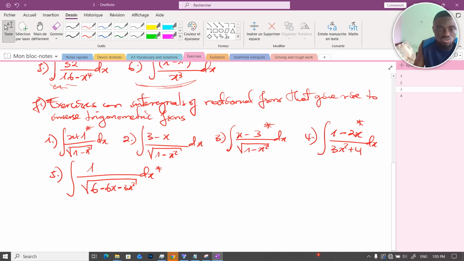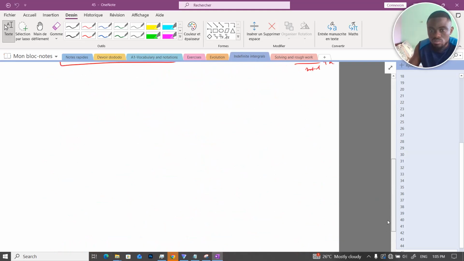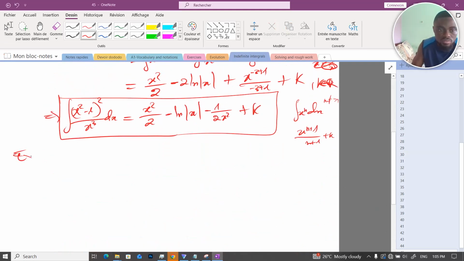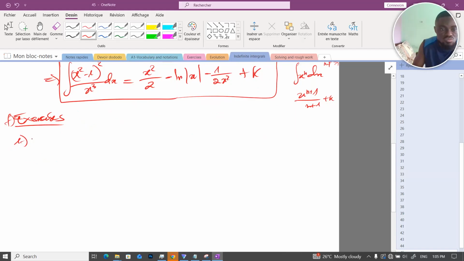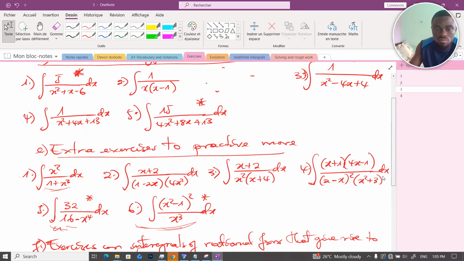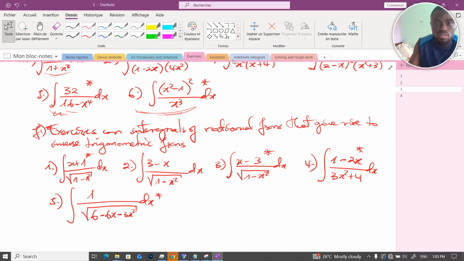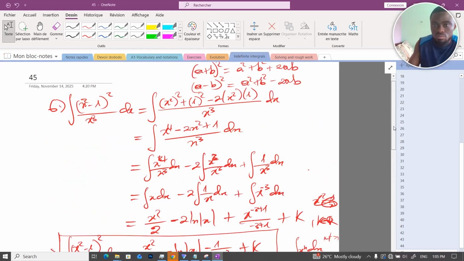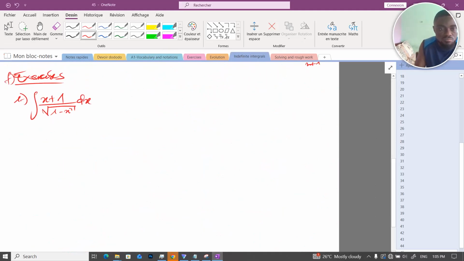We have the integral of x plus 1 all over the square root of 1 minus x squared dx, indefinite integrals. Okay, exercises. The first one, we are to integrate the integral of x plus 1 all over the square root of 1 minus x squared dx. We are to integrate these exercises. Okay, let's get into stuff.